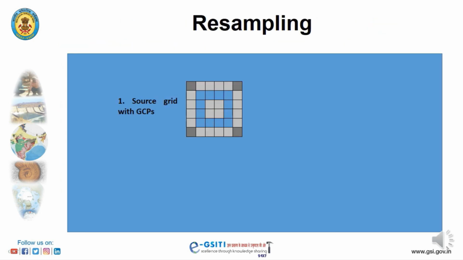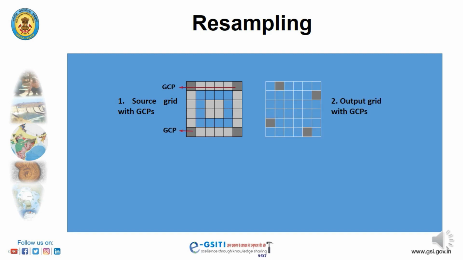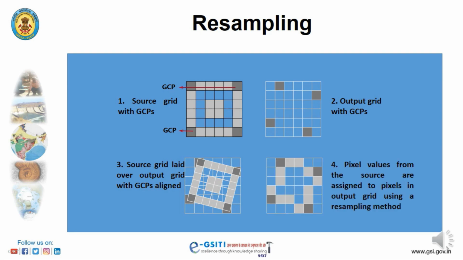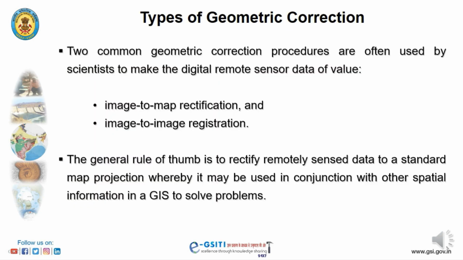Here we can see how these values are assigned. We can see the source grid with GCPs, output grid with GCPs, source grid laid over output grid with GCPs aligned, so the pixel values from the source are assigned to pixels in the output grid using the different resampling methods which we have explained in the earlier slide.